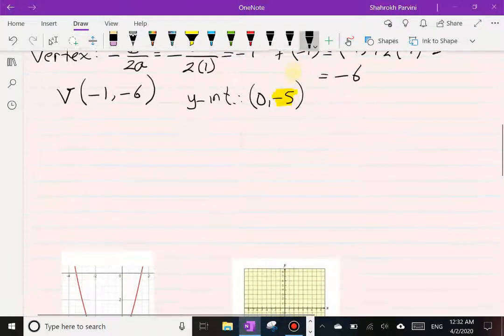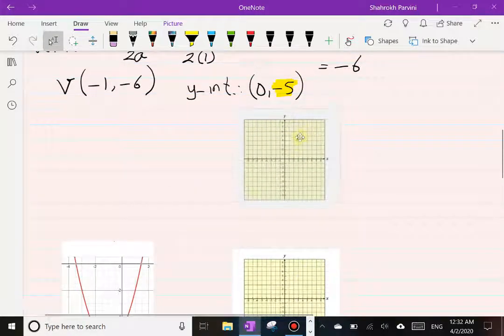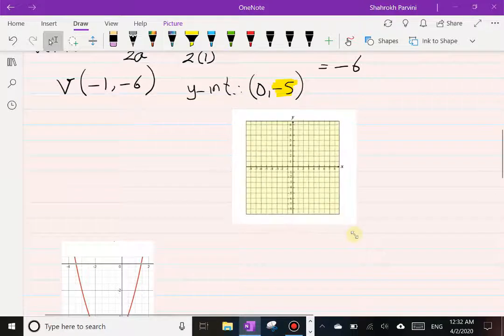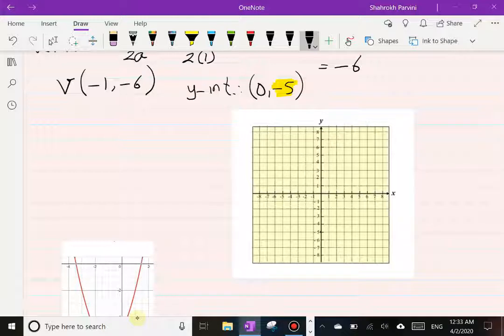Now I'm going to bring up my Cartesian coordinate grid in here, and actually plot these points. So remember, 1 point is going to be 0, -5, so that's this point right here. When x is 0, y is -5. So there's 1 point on the graph of the parabola. The other point was the vertex, right? The turning point. That would be -1, -6. So -1 and -6. This is where that point's going to be.